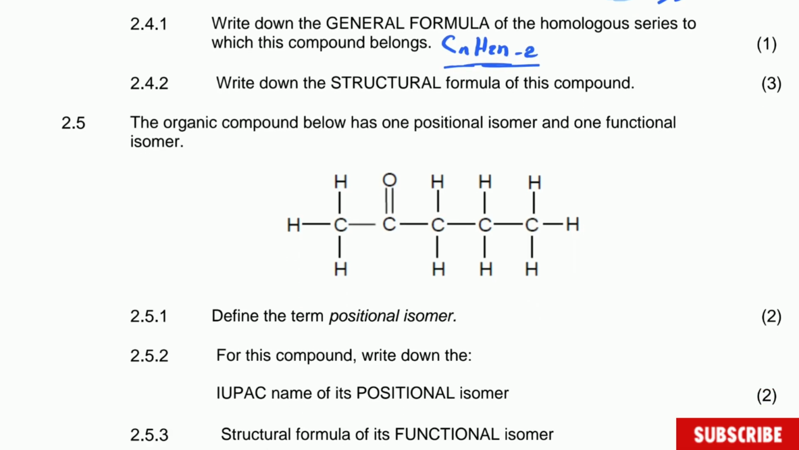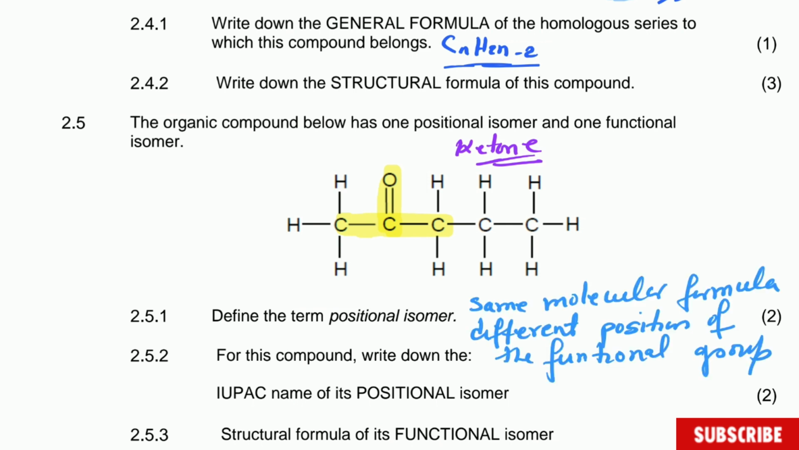Question 2.5. The organic compound below has 1 positional isomer and 1 functional isomer. And then you have this compound which you know it is a ketone. If you look at the functional group here, that is telling you that this compound is a ketone, and it's very important. Okay, so now define the term positional isomer. What is a positional isomer? They are compounds with the same molecular formula, important, but different position of the functional group.